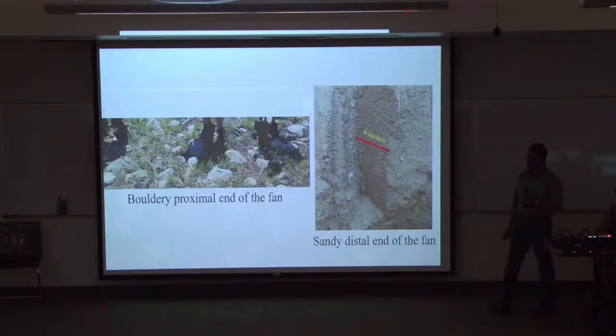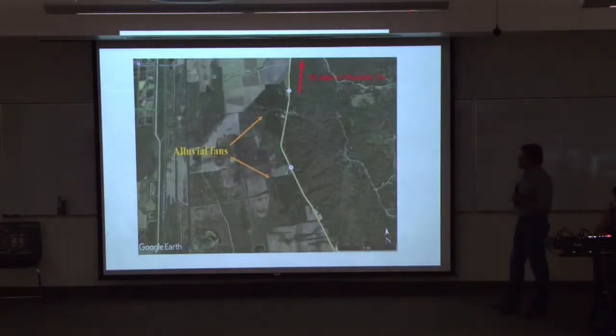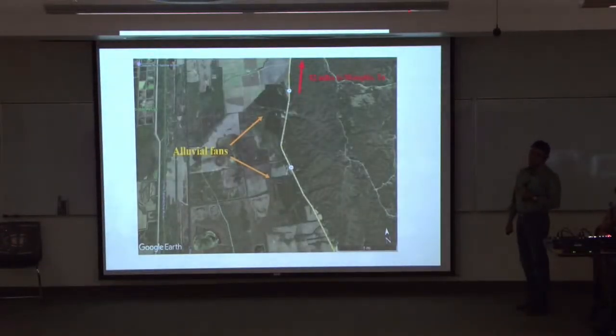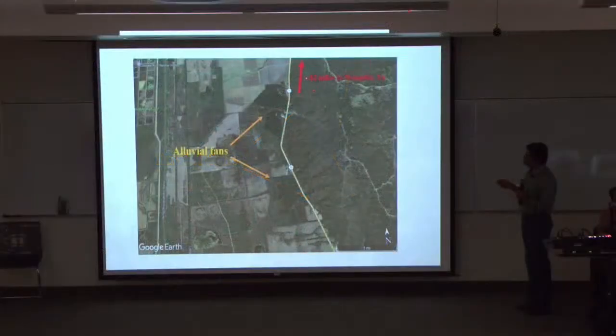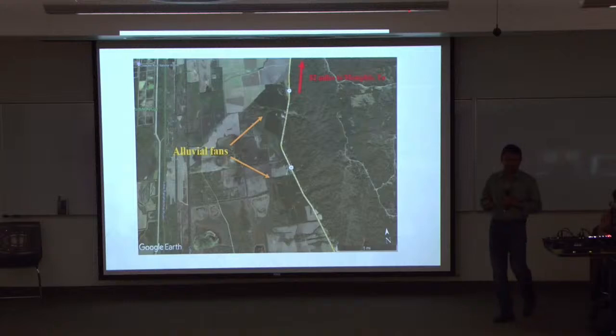Okay, so now we're going to go to a very far off location from here. We're going to go to Mississippi. So this is Highway 35, which is approximately north-south trending. It's about 80 miles from Memphis. And these two features are alluvial fans.